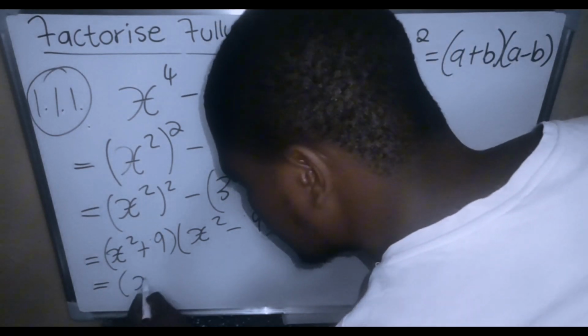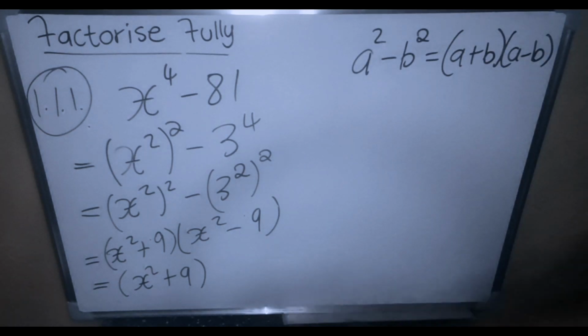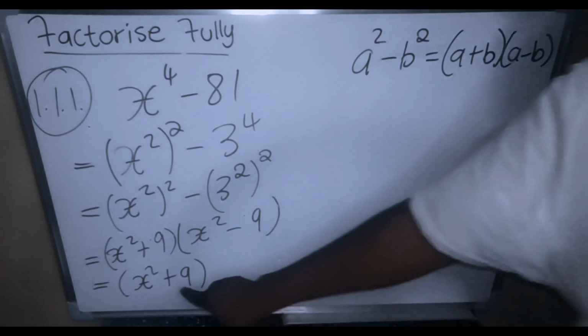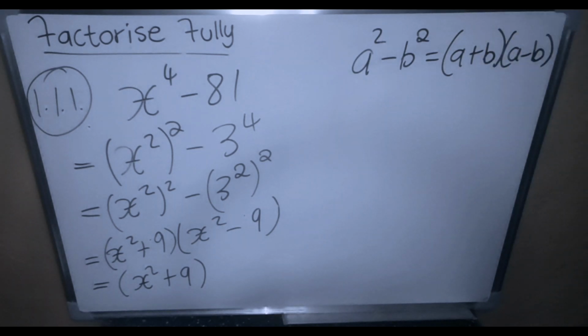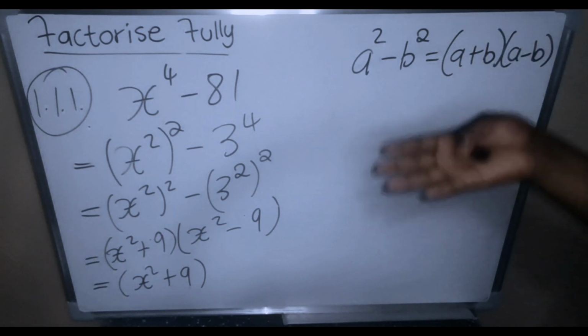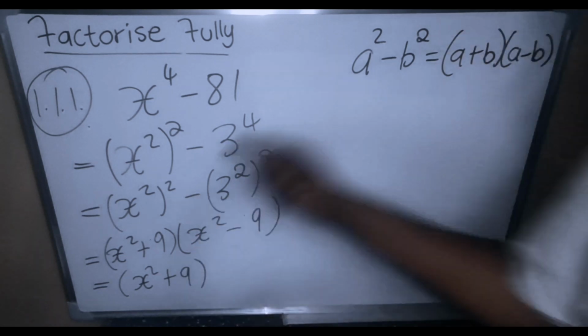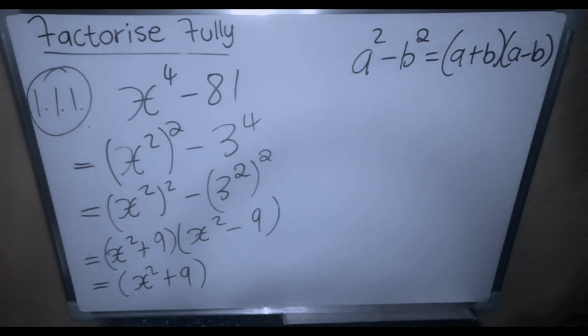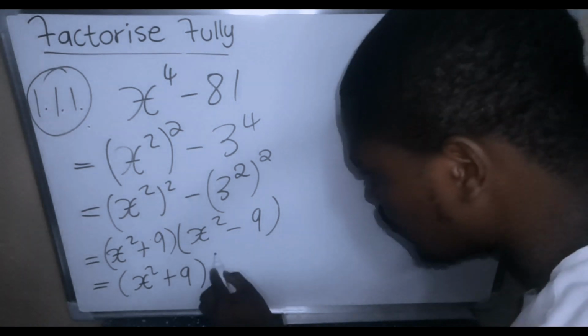x squared plus 9 cannot be simplified further because of what? 9 is not an even number. Only if we had an even number here, just like 2, 4, 6, 8, 10, 16, those ones. x squared plus 9 cannot be simplified further. You leave it like that. But x squared minus 9, it's a difference of 2 squares. Remember the difference of 2 squares. How do we simplify it? You open 2 brackets.